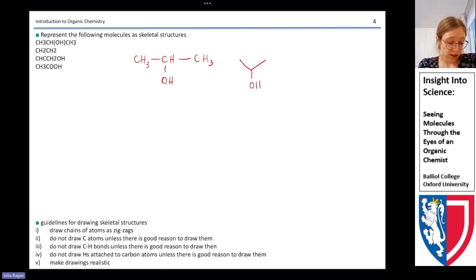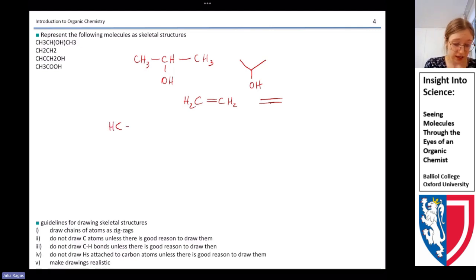Now, with the next one, CH2, CH2, so clearly carbons are not happy, they don't satisfy the octet rule. So it seems like there needs to be a double bond between them. So in skeletal representation, it will be just an equal sign.